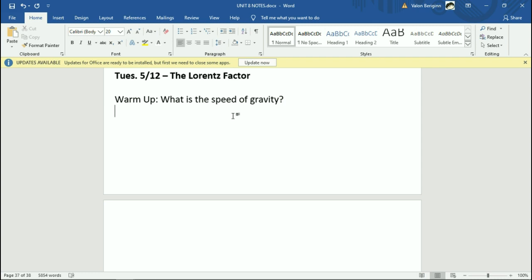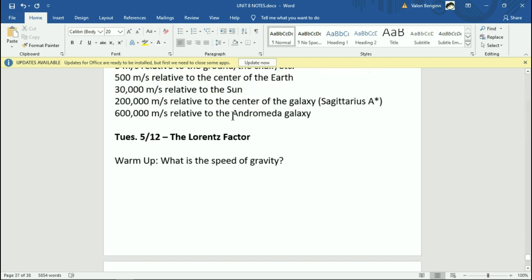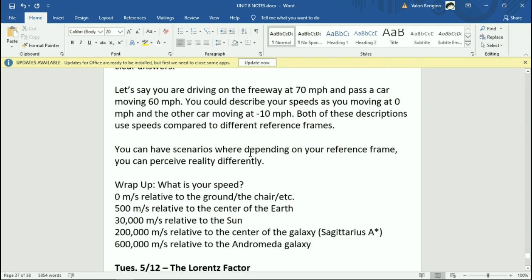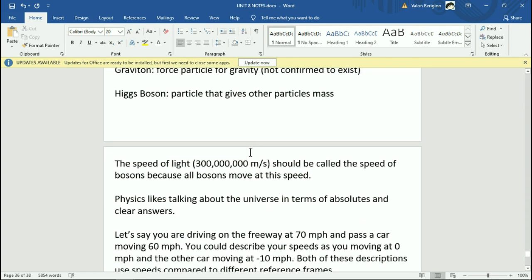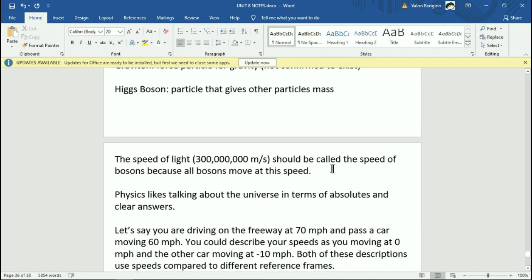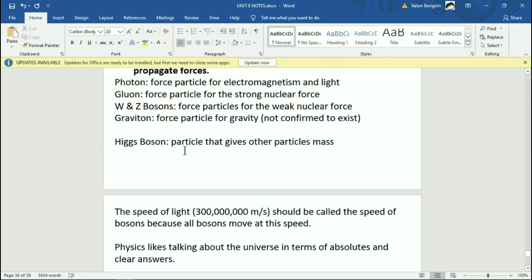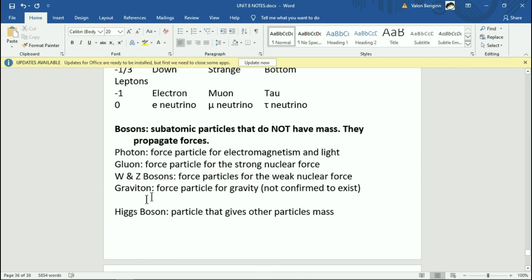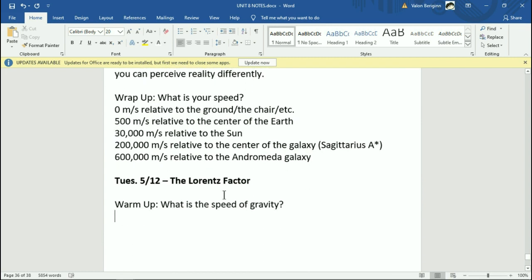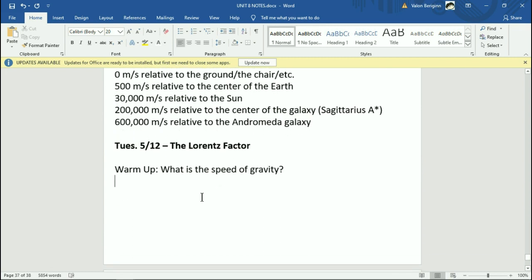The speed of gravity is the speed of light. Which in general, again, I said this earlier for yesterday. The speed of light should be called the speed of bosons because all bosons move at this speed. So this speed again, photons, gluons, well, gravitons. So in other words, all of these forces are at the speed of light.